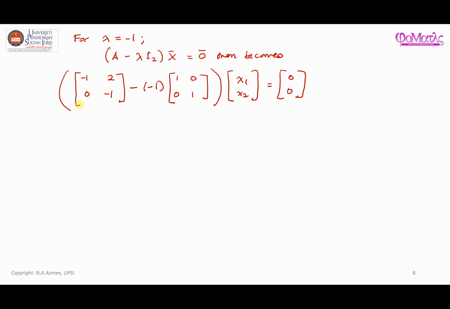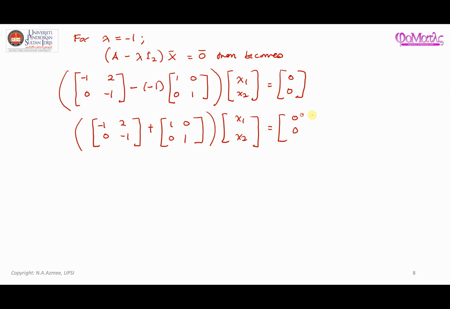So simplify what is in the round bracket. Here we have -1, 2, 0, -1, minus (-1) times 1, 0, 0, 1, times x1, x2, equals vector 0. And here we can simplify the matrix. We have -1 plus 1, 0. This is 2. This is 0. This is 0. x1, x2, 0, and 0.